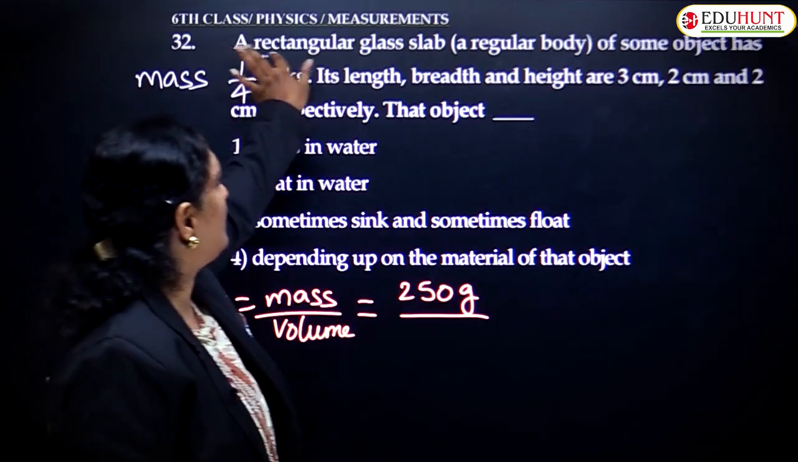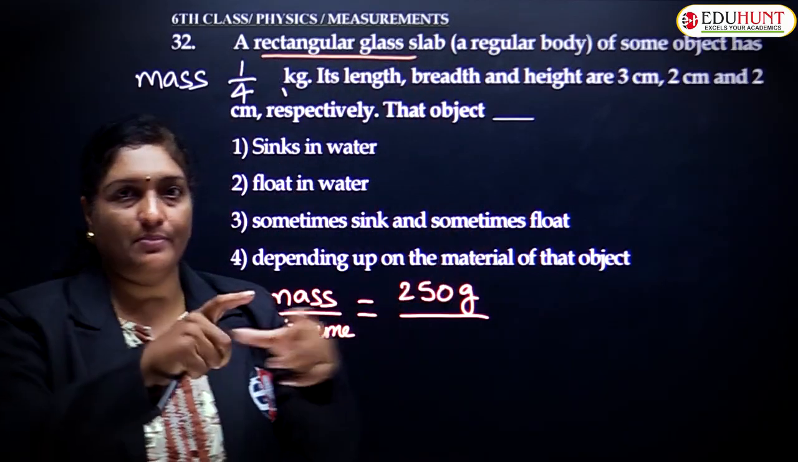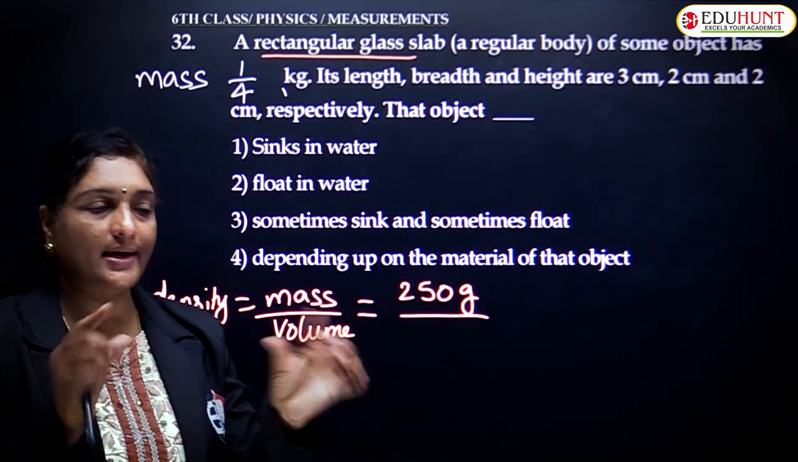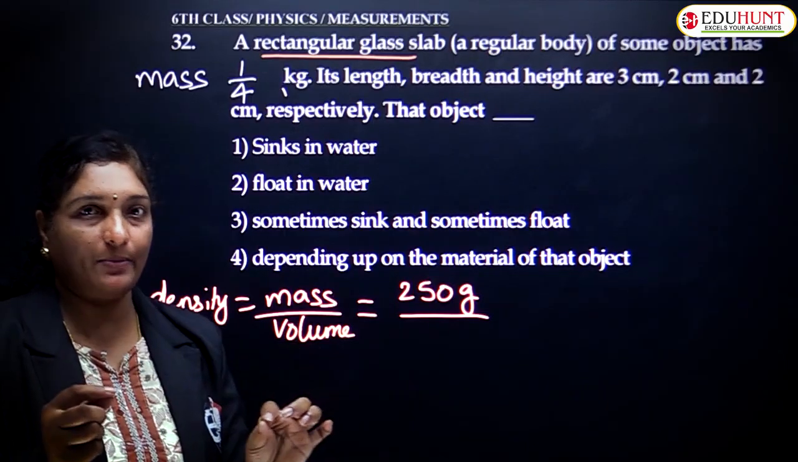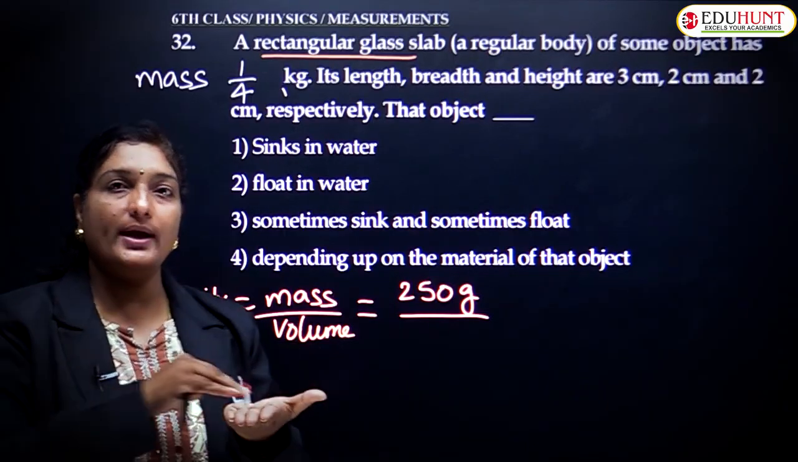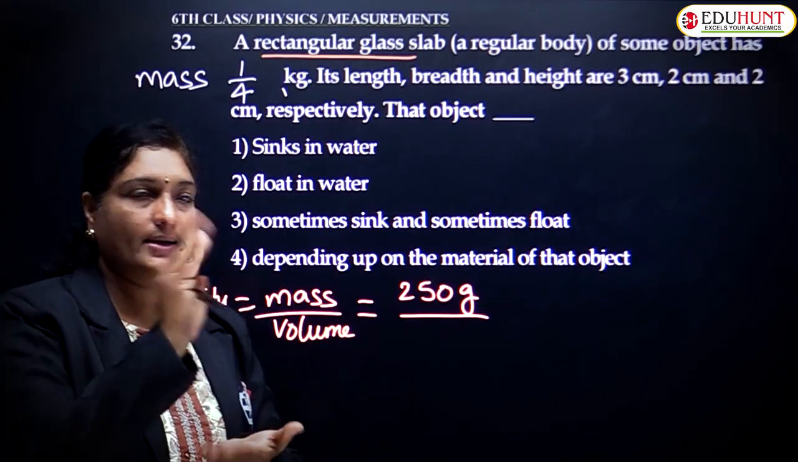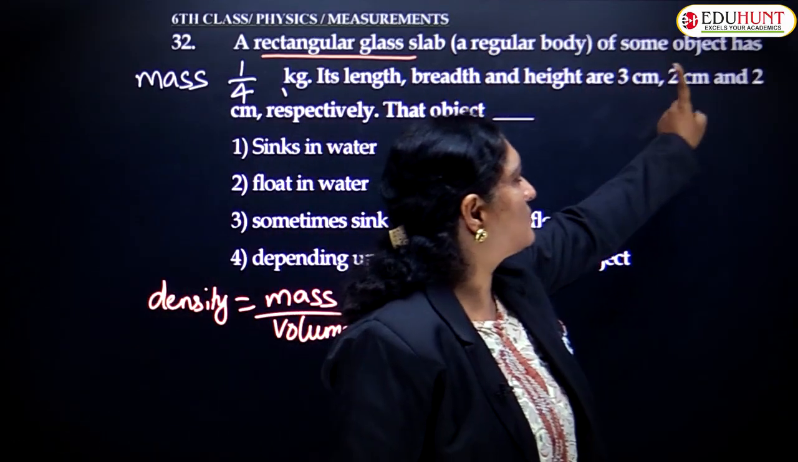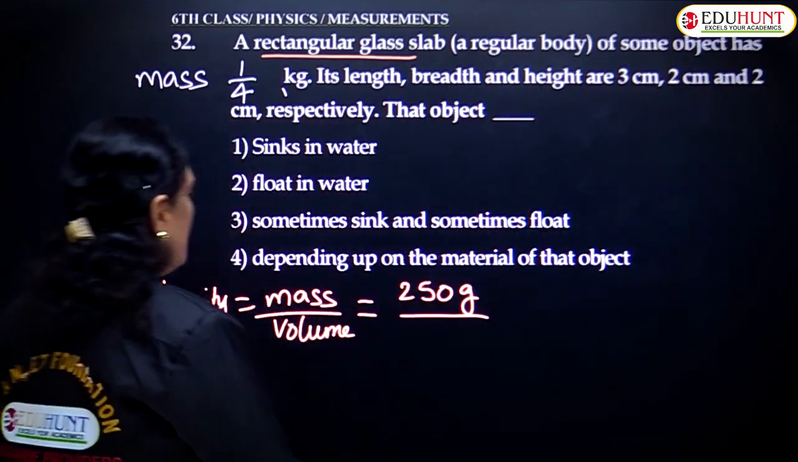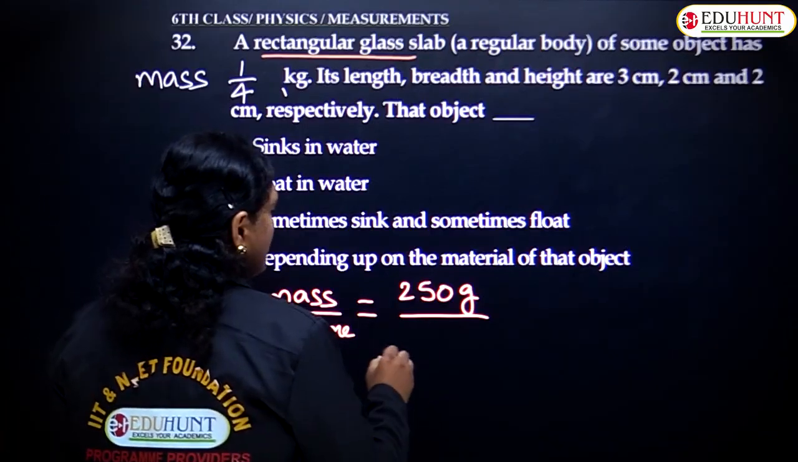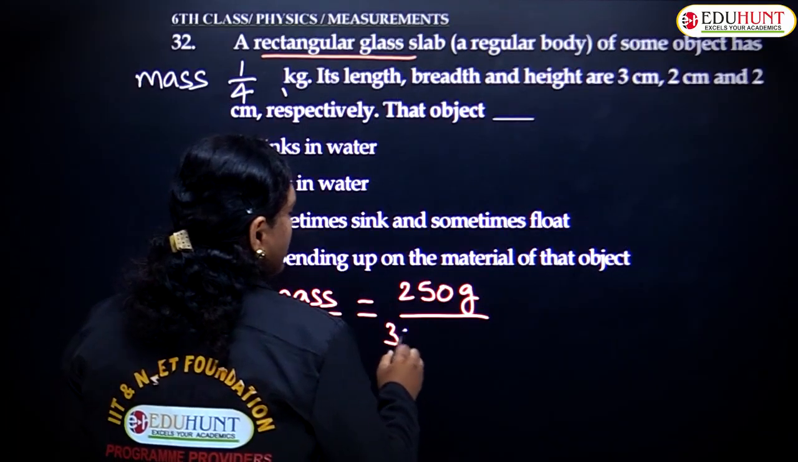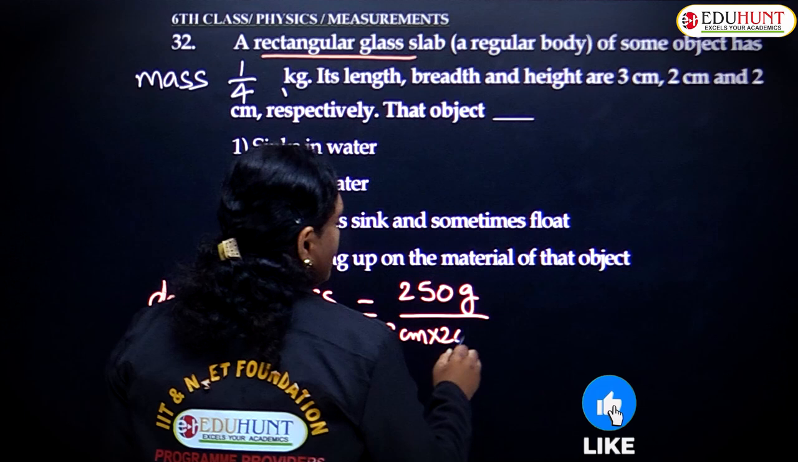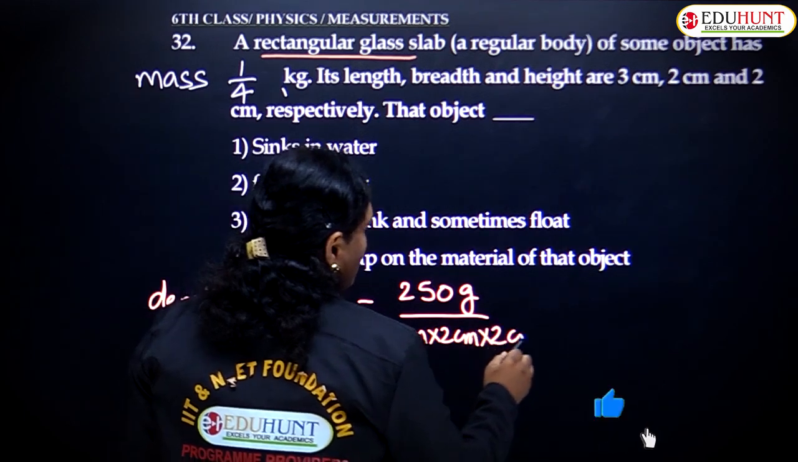What shape is this? Rectangular glass slab, rectangle. So a rectangle means cuboid shape. Volume of a cuboid is length into breadth into height. So length is given as 3, breadth is given as 2 and height is given as 2. So volume is equal to length into breadth into height, that is 3 centimeter into 2 centimeter into 2 centimeter.